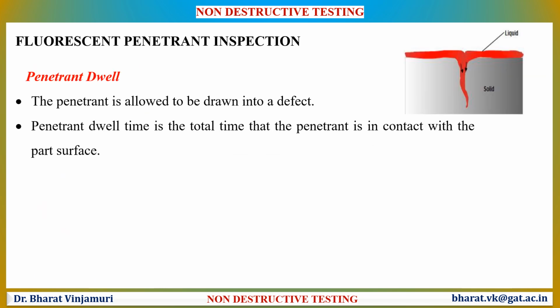Once the penetrant is applied, it is left on the surface for a certain time so that it is drawn into the defect. Penetrant dwell time is the total time that a penetrant is in contact with the part surface. The penetrant easily enters the flaw due to capillary action and due to low surface tension. Dwell time usually ranges from 5 minutes to 60 minutes.